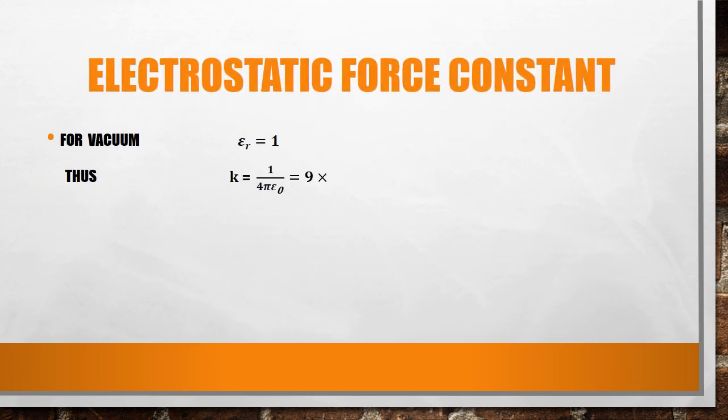For vacuum, epsilon r is equal to 1. Therefore, K is equal to 1 by 4 pi epsilon 0, which is equal to 9 into 10 to the power 9 Newton meter square Coulomb raised to minus 2.